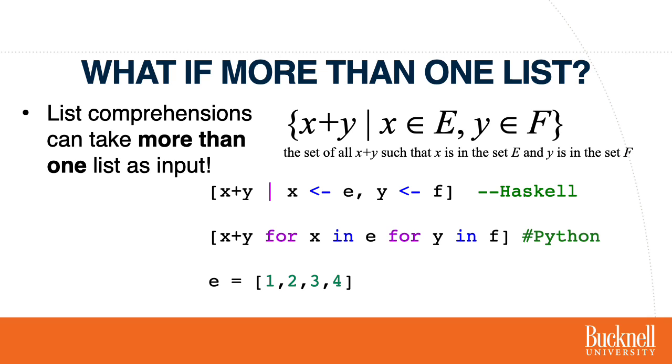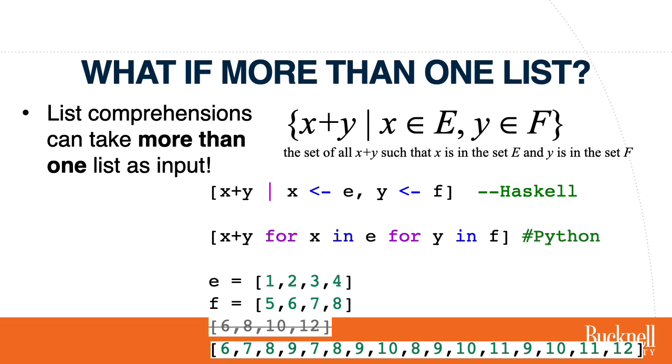Now, it's important to note that when applied to the list E and the list F, one does not get an element-wise sum of the two lists. Instead, one gets all possible sums of x and y, which is a much longer list.